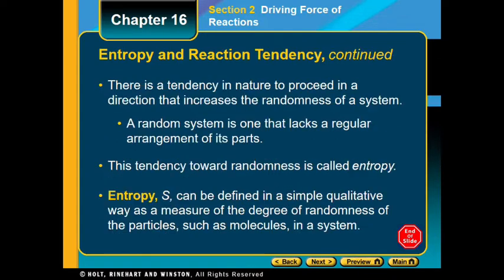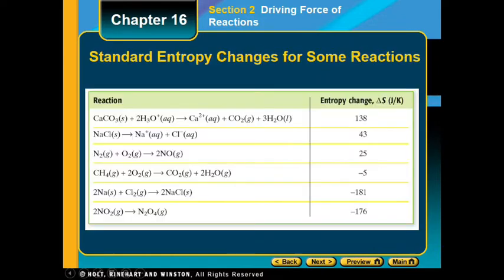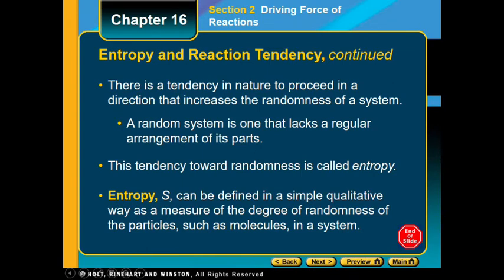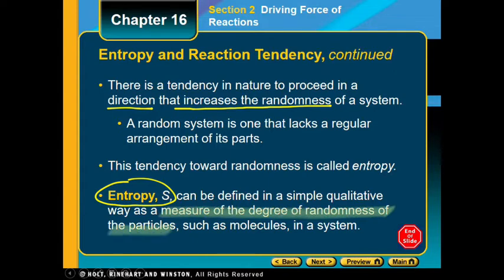So the right-hand side has a higher entropy because there's more chaos than what the reactants you started with. So the tendency in nature is going to be to go in the direction that increases the randomness of a system. And the word entropy, if you were to define it, is defined as a way to measure the degree of randomness of particles, such as molecules within your system. So entropy is a measure of randomness.